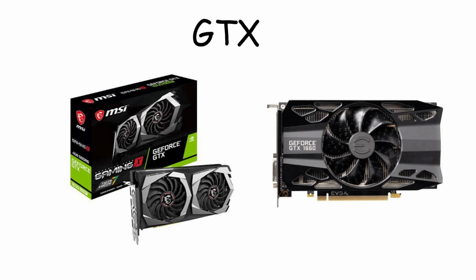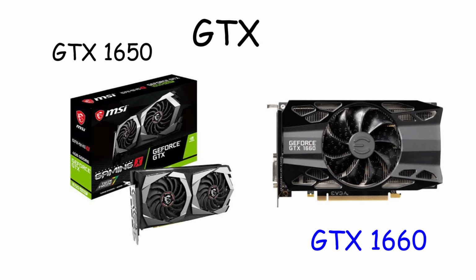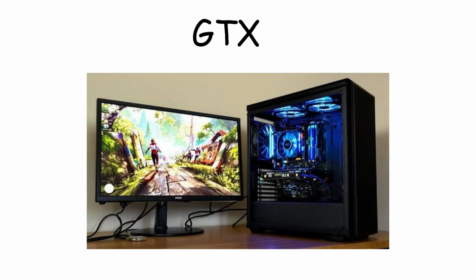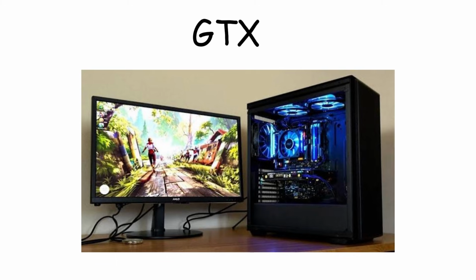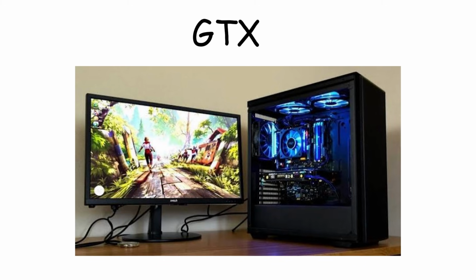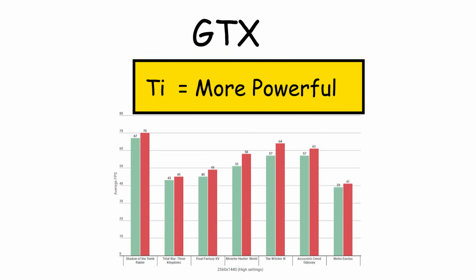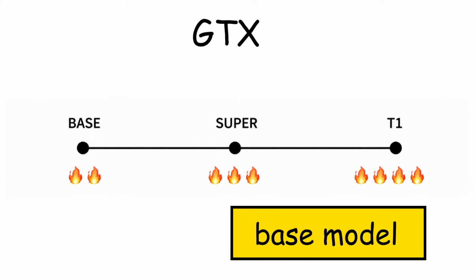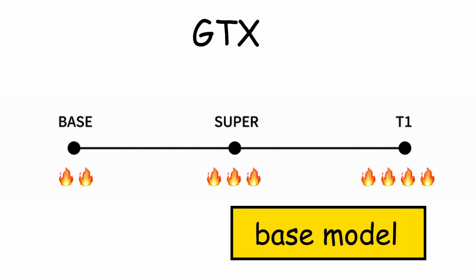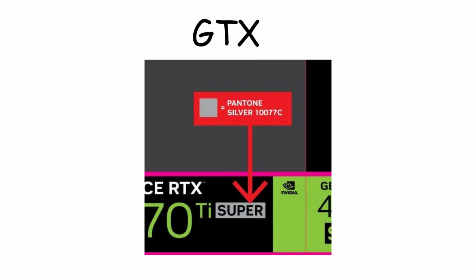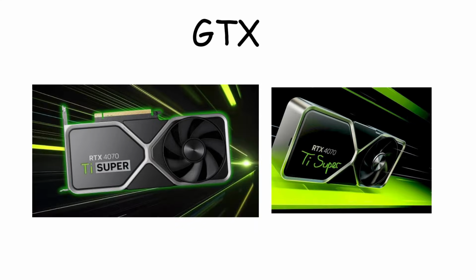After that came the GTX 16 series with the GTX 1650 and GTX 1660. No ray tracing again, but solid 1080p gaming at a very affordable price point. GTX cards also introduced the Ti and Super suffix system. Ti means a more powerful version of the same card. Super means a card that sits between the base model and the Ti in terms of performance and price. Nvidia still uses these suffixes today across all their lineups.